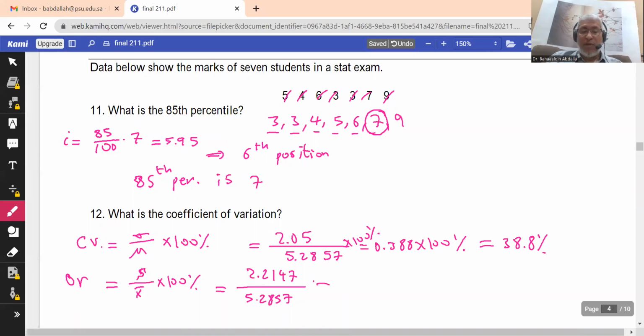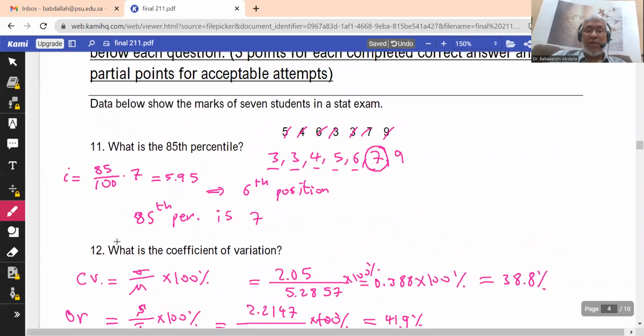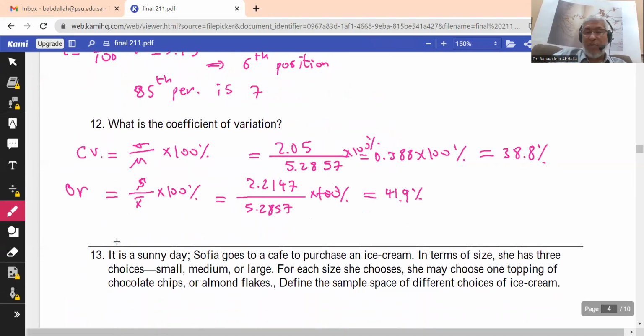If you use this one, of course, times 100%, if you divide 2.147 by 5.2857 and then multiply by 100, it will give you 41.9%. In my opinion, both are accepted because it's not mentioned whether this is a population or a sample. So both are correct.